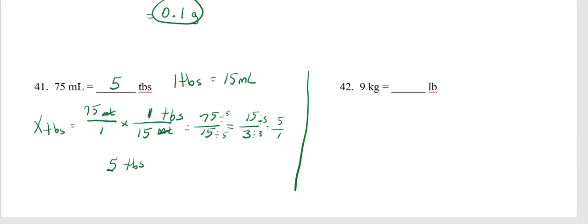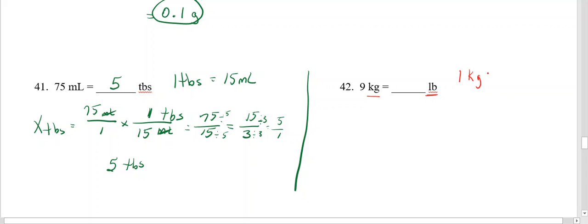Let's look at 42. So I'm going from 9 kilograms to pounds. So remember our conversion is 1 kilogram equals 2.2 pounds because a pound is smaller than a kilogram. I'm looking for pounds. I know how many kilograms I have, so 9 kilograms over 1 times. Kilograms is on top, so it goes to the bottom. My pounds will go on top, and then I cancel my kilograms. Oops, I gotta put my numbers in here. So 1 kilogram, 2.2 pounds.